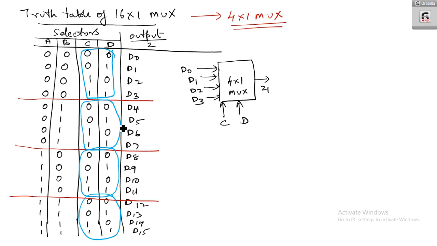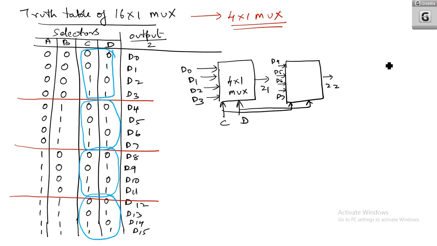Now another 4 by 1 mux with the same combination of C and D. Here what data can I have? D4, D5, D6 and D7. Let it be Z2. Again, with the same combination of CD, I can have D8, D9, D10, D11.